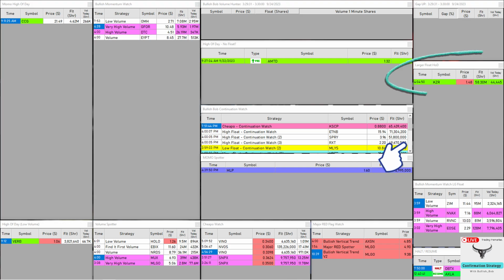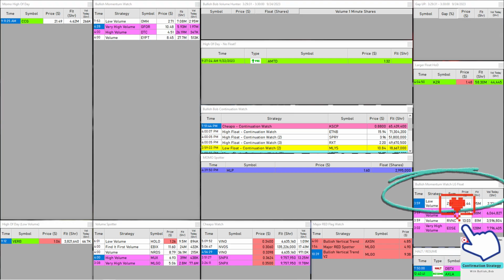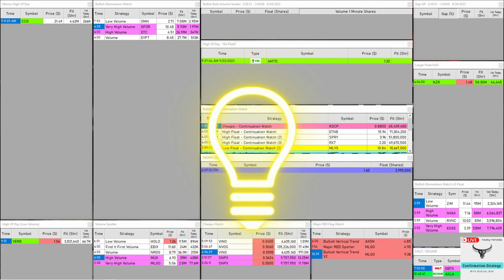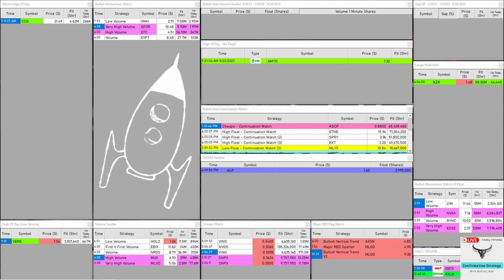Below this, we have the larger float high of day or HOD. This screener has a larger float parameter built into it, so it's looking for stocks with a larger float. Below this, we have a version of our bullish momentum watch listed as the Bullish Momentum Watch Large Float. That large float parameter is built into the scanner, so it's eliminating some of the results from our other Bullish Momentum Watch. Building two of the same scanner and changing some of the filters is a great way to never miss a beat in the market.